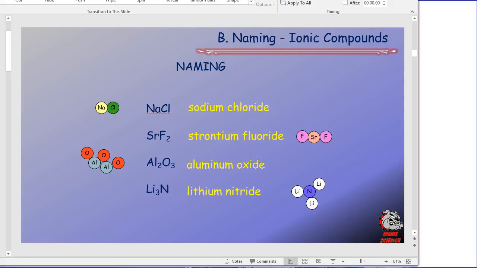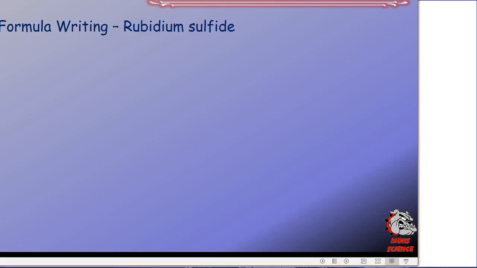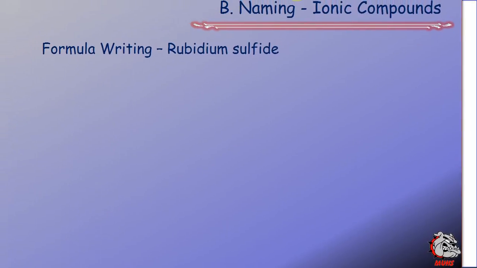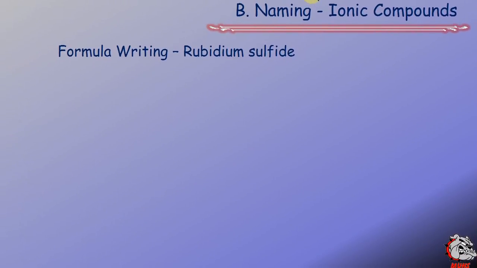We have to get charges off of the periodic table. On this slide, I will animate and show you what's going on there. If we're writing the formula for rubidium sulfide, the first thing we want to do is get our symbols and translate it from words into symbol form. So the symbol for rubidium is Rb, and the symbol for sulfide is S.